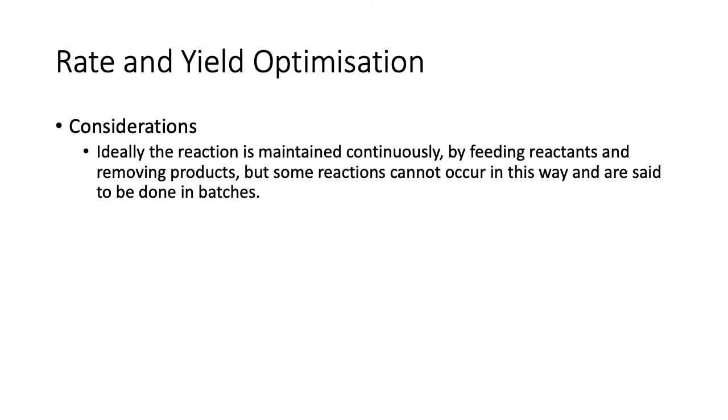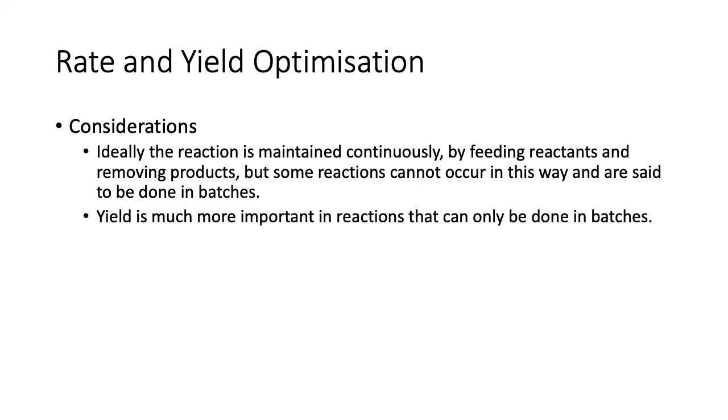Ideally, the reaction is maintained continuously, which means that you keep on feeding reactants and removing products, but some reactions cannot occur in this way, and they are said to be done in batches. So you take a batch, you let it run until it's completed, and then you stop it, and then you can extract the stuff. All right. It's not ideal, but then if you do that, you generally run multiple batches at the same time, and so therefore the limiting rate is how fast you can remove the products and put in more reactants and then start it up again, and then you move on to the next one, and that continuously happens. All right, but that's going in batches.